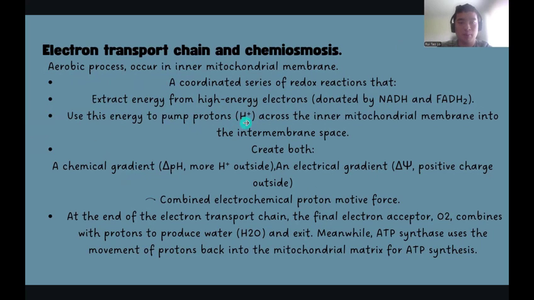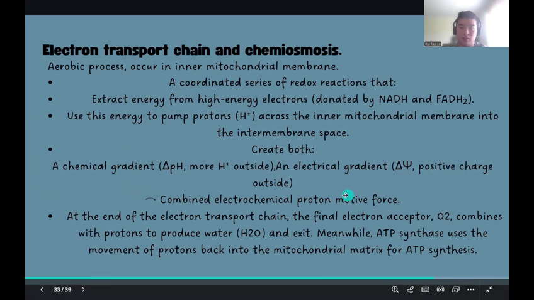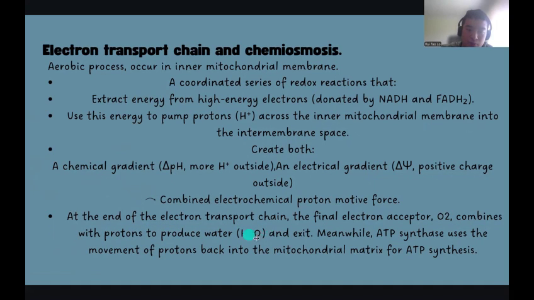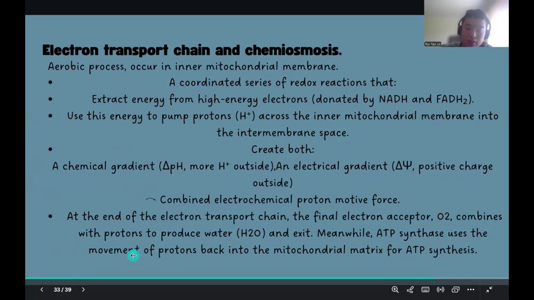They use this energy to pump protons across the inner mitochondrial membrane into the intermembrane space, creating both a chemical gradient and an electrical gradient. So that's the electrochemical gradient. At the end of the electron transport chain, the final electron acceptor, O2, combines with the protons to produce water, as a proton is just hydrogen, and that's the exit.